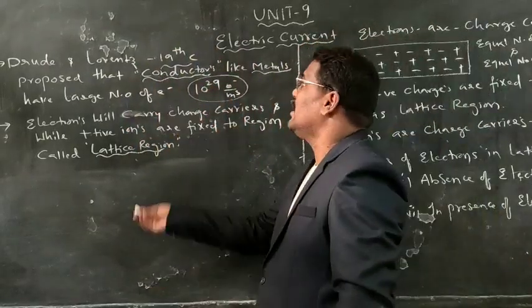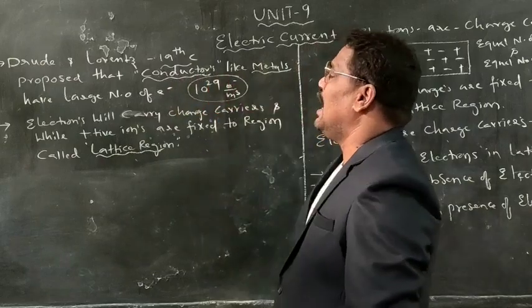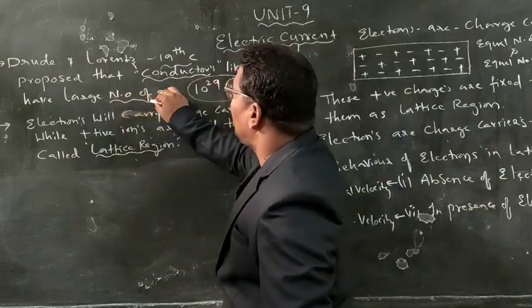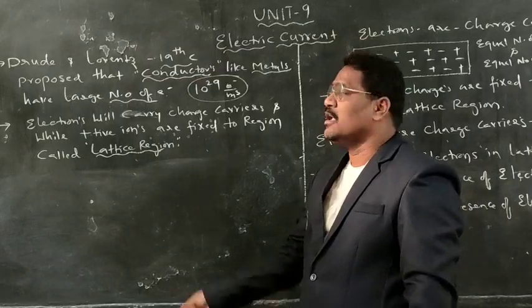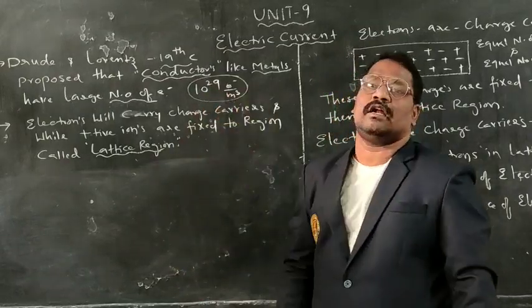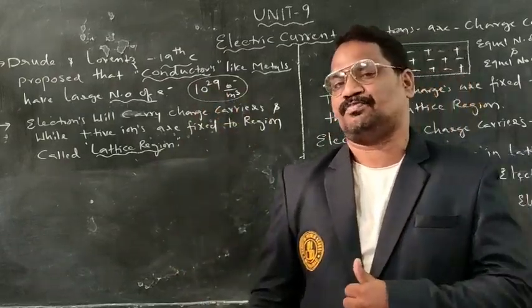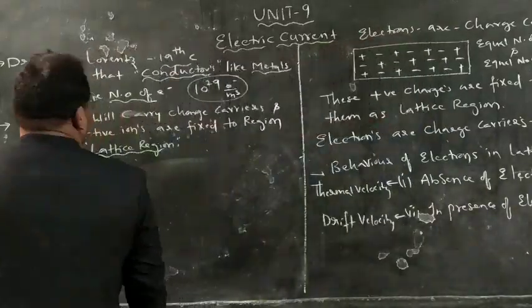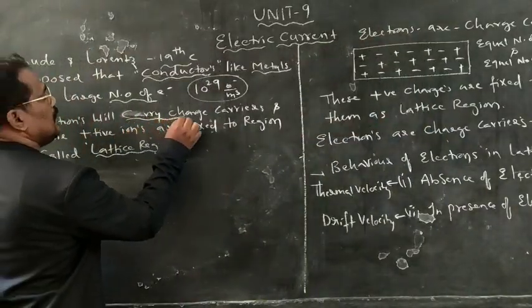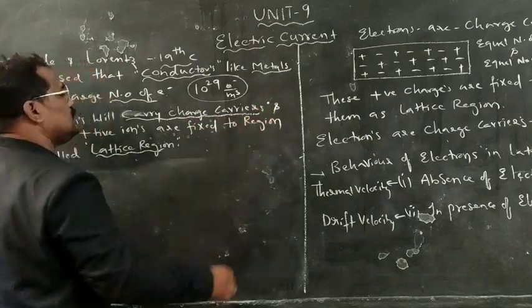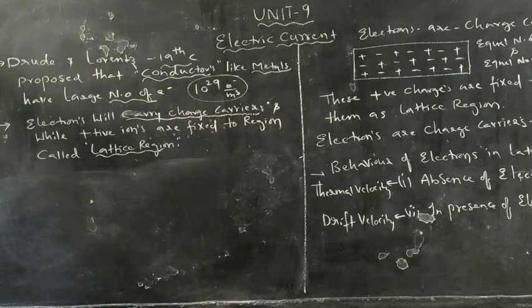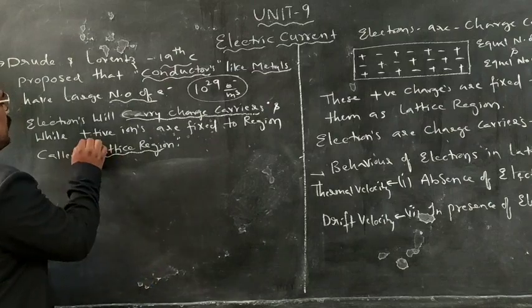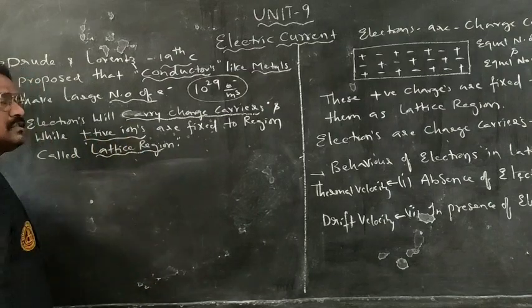Therefore, they said that conductors like metals have a large number of electrons. That is how many? 10 to the power of 29 electrons per meter cube. And they also said that these electrons will carry charge. They are nothing but charge carriers. And within that, there also exist positive charges, positive ions.